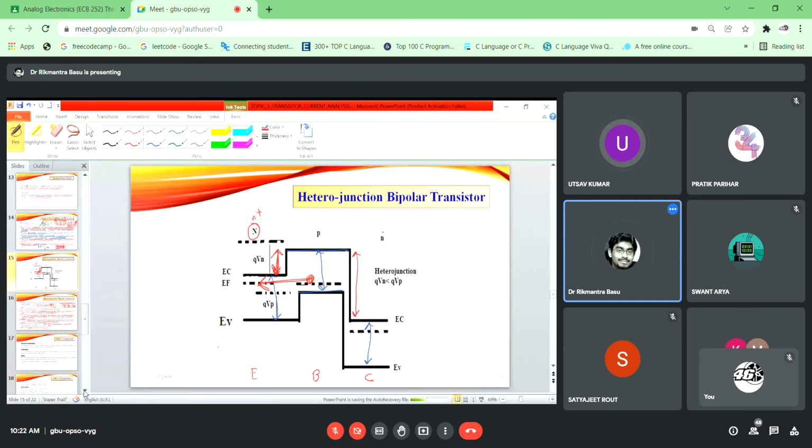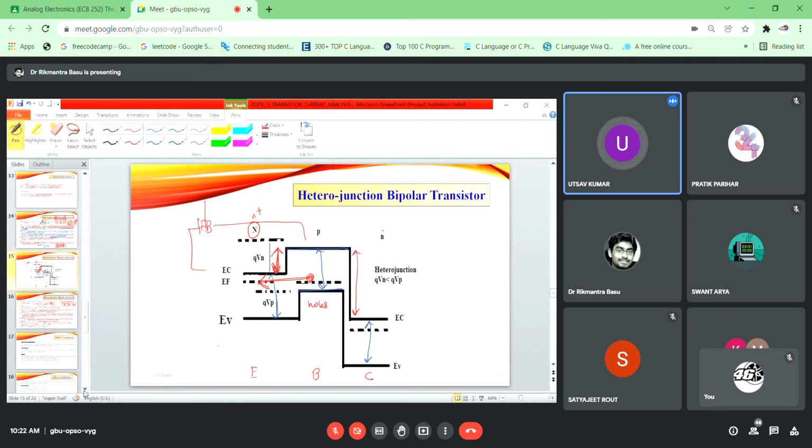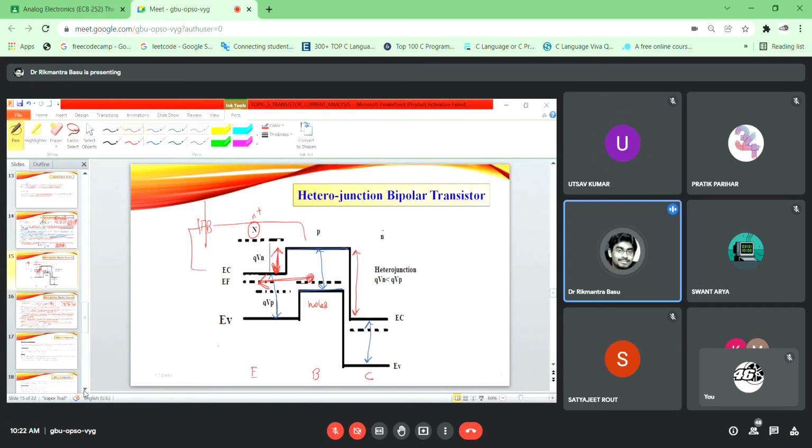Remember, from the base to the emitter side the holes flowed, because this is forward bias. If holes flowed, there was an IEP contribution, so the injection efficiency never achieved 1. It is IEN by IEN plus IEP. Now, due to the HBT structure, we have increased this potential hill a lot.